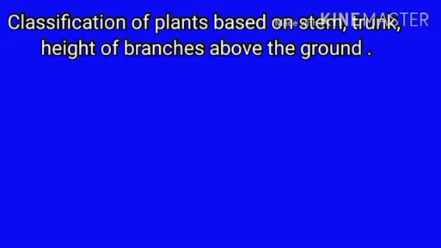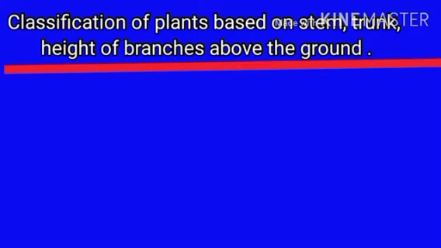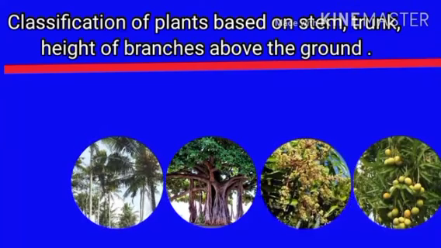Classification of plants based on stem, trunk, and height of branches above the ground. Some plants grow tall. Their stem or trunk is hard and strong. They have branches at some height above the ground. They bear flowers and fruit for many years. Such plants are called trees. Trees are tall, big, and perennial. That means they live for many years.